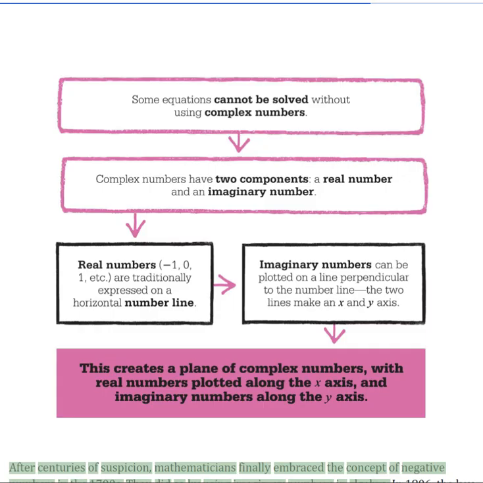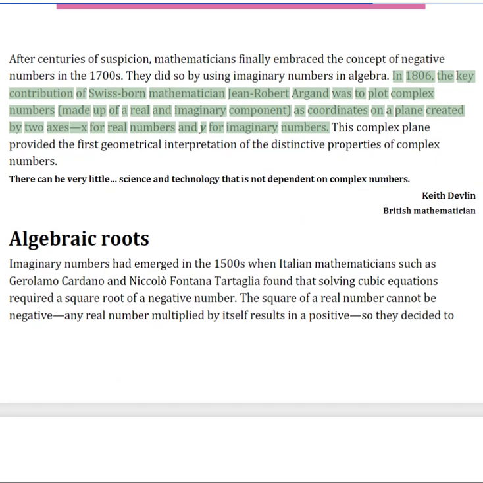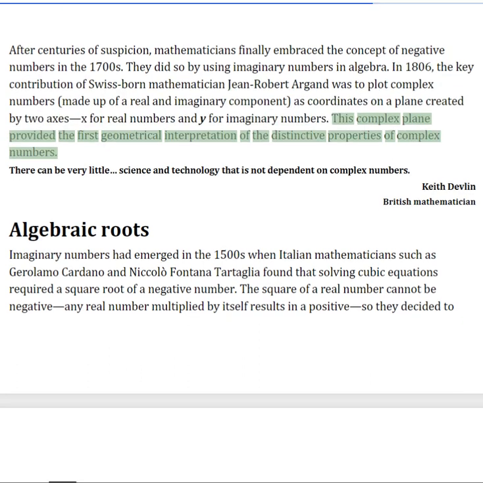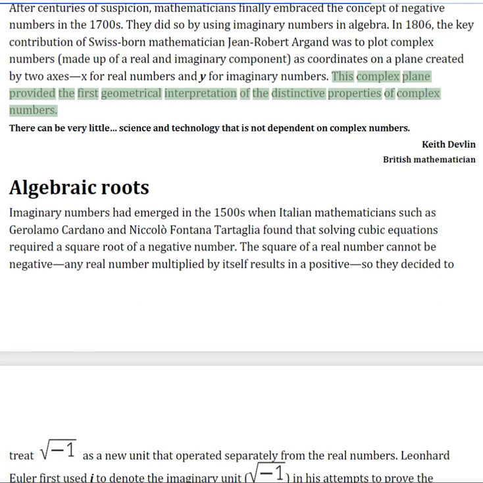After centuries of suspicion, mathematicians finally embraced the concept of negative numbers in the 1700s. They did so by using imaginary numbers in algebra. In 1806, the key contribution of Swiss-born mathematician Jean-Robert Argand was to plot complex numbers as coordinates on a plane created by two axes, x for real numbers and y for imaginary numbers. This complex plane provided the first geometrical interpretation of the distinctive properties of complex numbers.